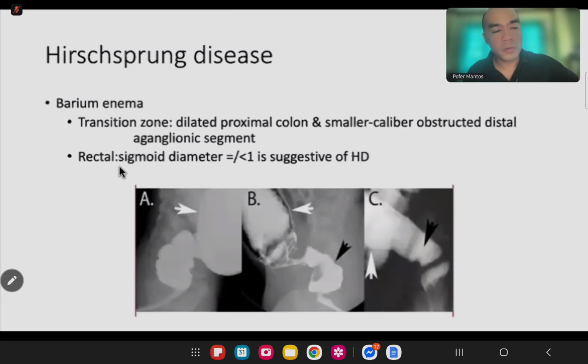Okay. So then also, we can measure the rectosigmoid ratio diameter. So if it's equal or less than 1, then this is already suggestive of Hirschsprung disease. Because normally, the rectum is larger, no? But if mas smaller si rectum, so suspicious of Hirschsprung disease. And if suspicious gid siya, then we will refer the patient sa surgery to do the biopsy, and then once confirmed, dire-diretso na siya i-surgery, no?